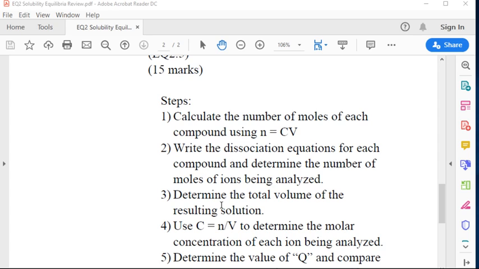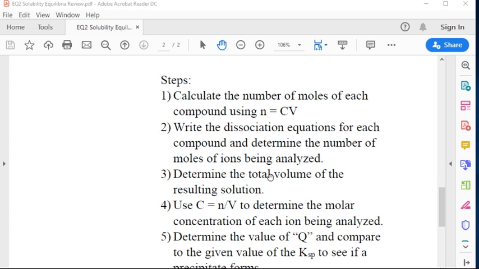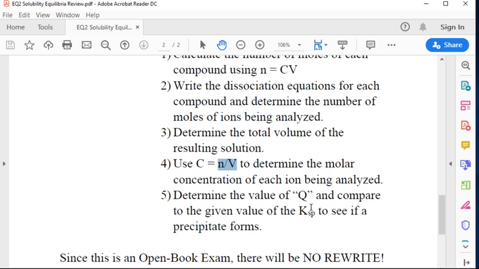Then number 3, figure out the total volume of the resulting solution. So that's the first half of what we did for that question. And then now that we know the moles of ion that we're analyzing and the volume of the solution, we can then figure out the molar concentration of each of those ions. And then once we know that, we can write down the dissociation equation and calculate the KSP value, really, but we call it Q because we're comparing it to the actual given KSP value.